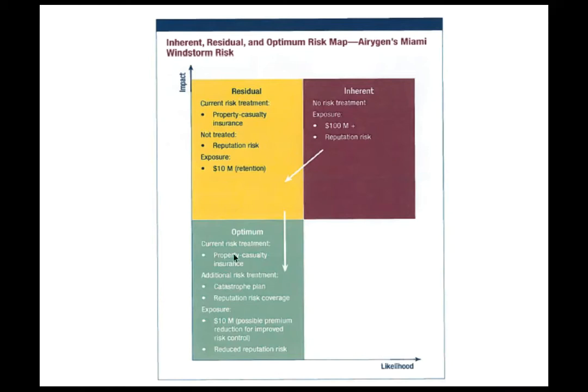Optimum, current risk treatment, they're going to buy the insurance. The additional risk treatment is they're also going to do a catastrophe plan and potentially do reputational risk coverage, and the exposure, 10 million, possible premium reduction for improved risk control and reduced reputation risk. So this is just showing the continuum. You do nothing, you treat a little bit of it, you treat more of it, and how you can basically help mitigate the risks that are on that risk register.